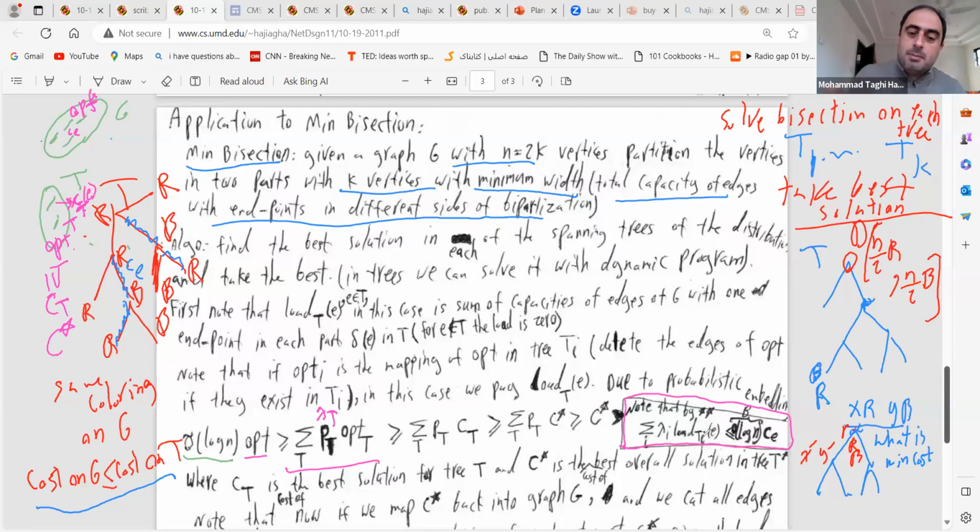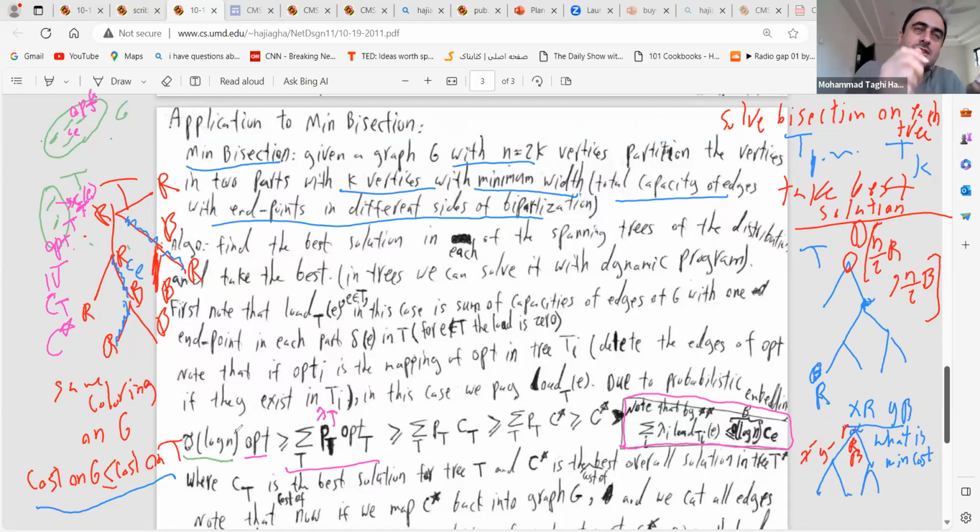Why? Because consider each optimum, because essentially each edge that you will consider, C_e. So each edge here, C_e, we know that the expected load of this edge would be at most log n times that. And what is the expected load? The expected load is exactly the size of the cut that we are making.